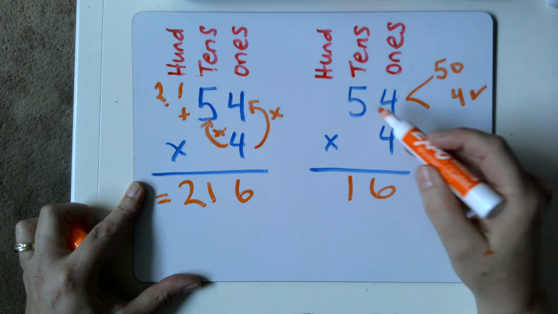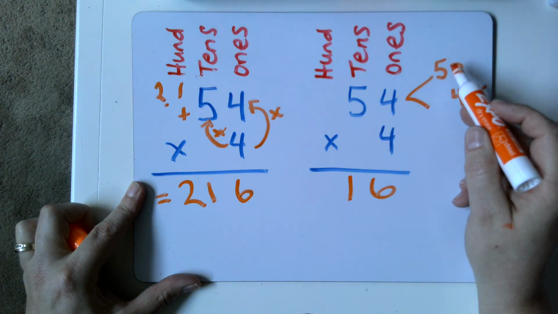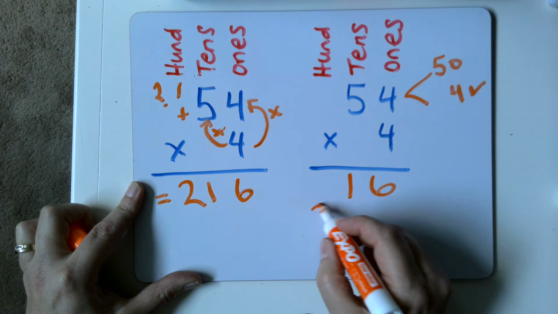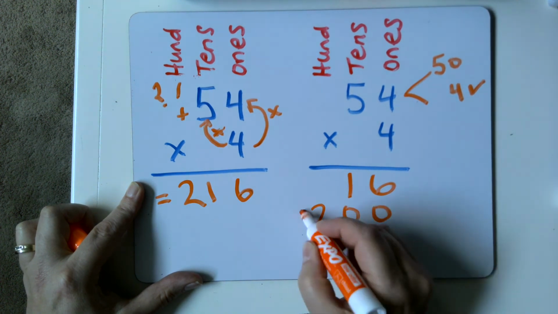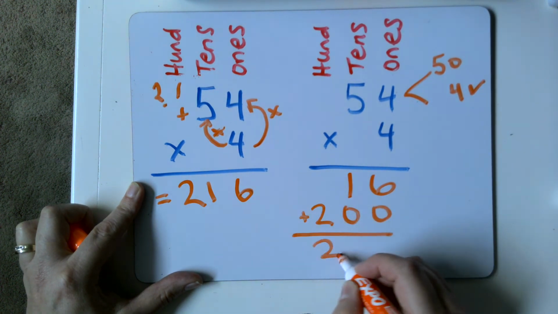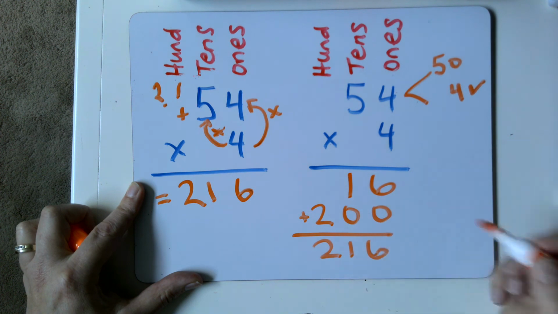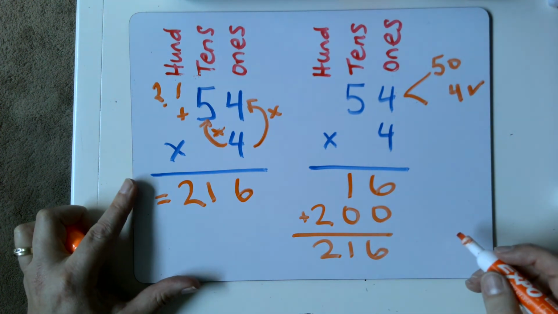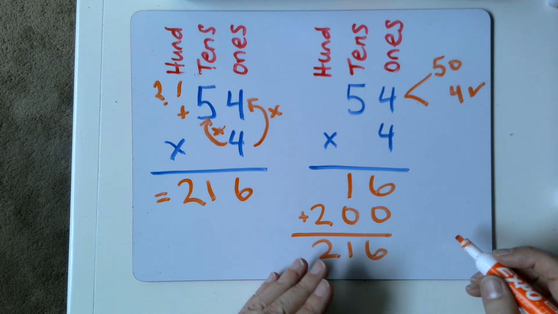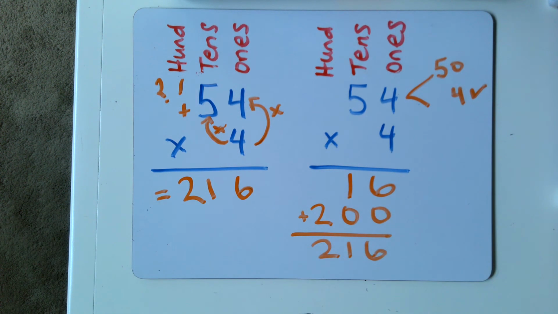Now let's take a look. This 4 times 5, a better understanding shows it is actually 4 times 50, and that is 200. Now I can add that up, and I have a genuine understanding of what was happening with those numbers. And that way, if the kids make mistakes, they can also reason their way out of it with a better understanding.